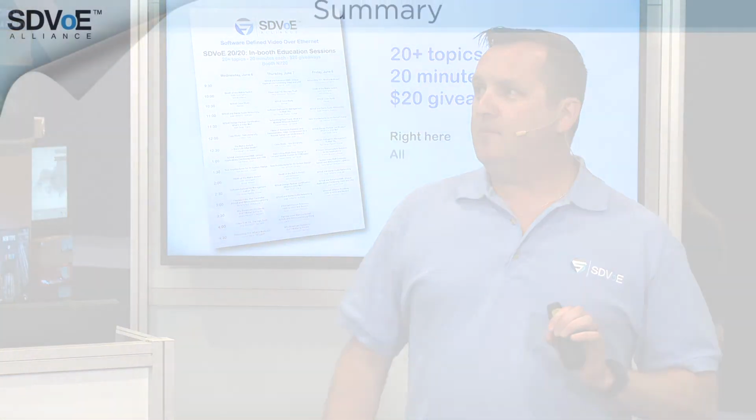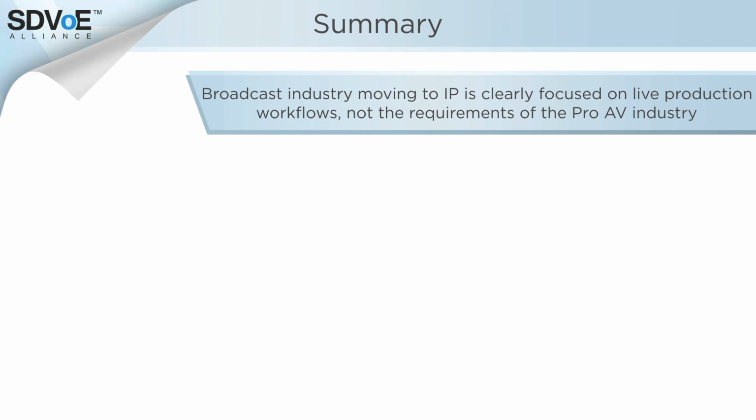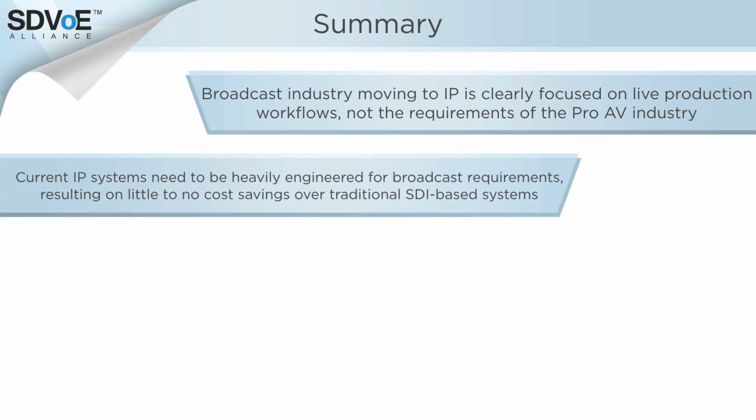So, to summarize, the broadcast industry is moving to IP, just like we are, but it's clearly focused on live production workflows and not the requirements of the Pro AV industry. The current systems that are being deployed in broadcast are really heavily engineered for their requirements. So in the end, they result in little to no cost savings over traditional SDI-based circuit switch systems.